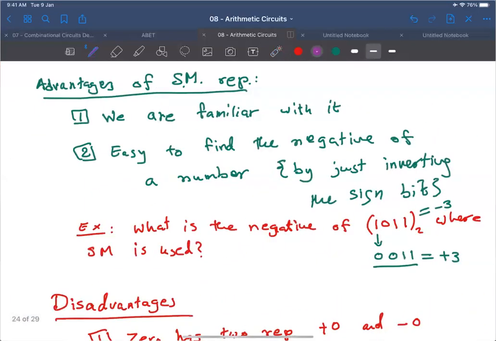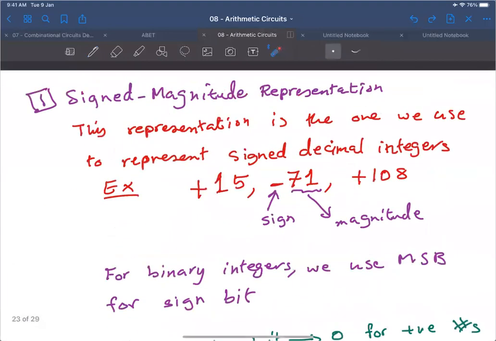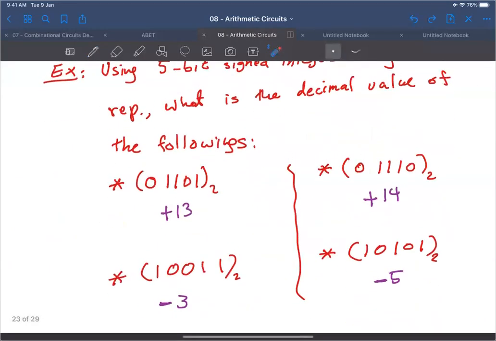Now, what are the advantages of sign and magnitude? Basically, we are familiar with it, and it is easy to find the negative of a number. If you want to find the negative of this number, all you have to do is flip the sign bit. It's exactly the same as flipping the sign. For example, minus 71: what is the negative of this number? It's plus 71, right?